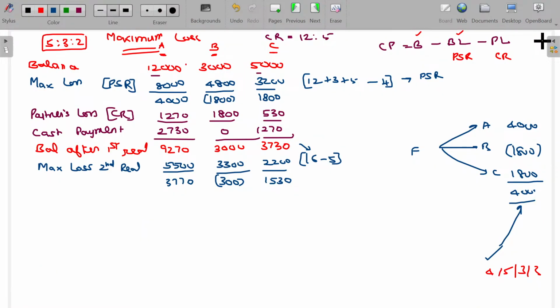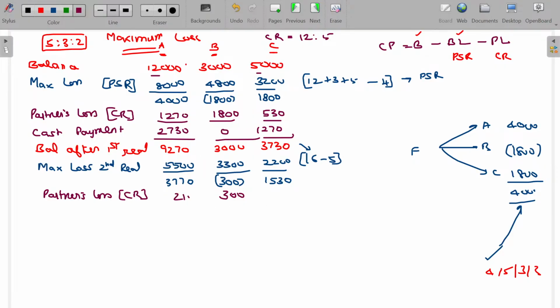Now after the maximum loss, find if all the values are positive or not. If all the values are positive, no problem. But here there is a negative value for B. If there is a negative value, he has to bring the cash into the business. But we assume that he will not bring. Okay, if he is not bringing, this loss will be shared by the other partners using their capital ratio. Let's see. Partner's loss shared by other partners using capital ratio. 300 removed and the 300 will be shared between A and C using the capital ratio, which is 12:5.